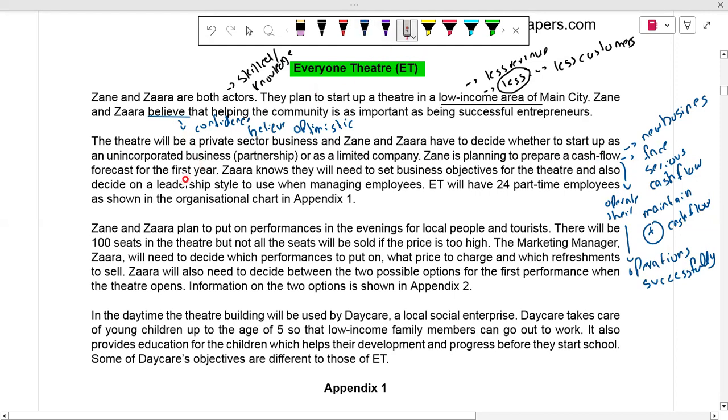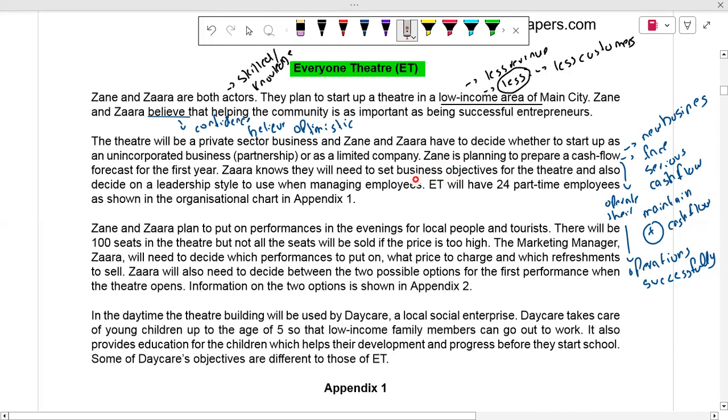Okay. So Zara knows they will need to set business objectives for the theater and also decide on a leadership style to use when managing employees. So two more important things they have to do. First of all, they want to set up a business objective. Why? Because if they don't have a business objective, it means that they don't have a picture, or a written picture. They don't have any map of how to start their business and what their objectives are, and they cannot strategize their business according to their aims.